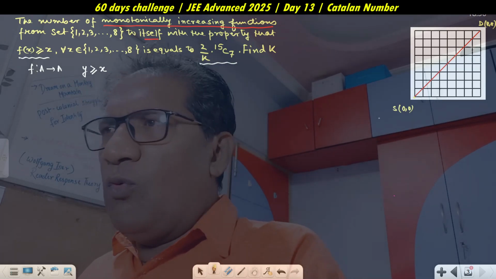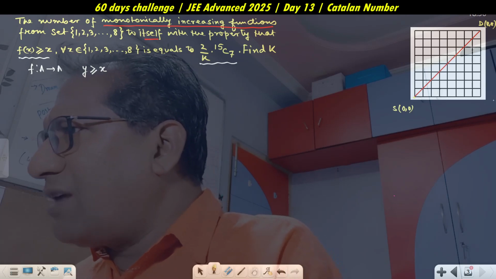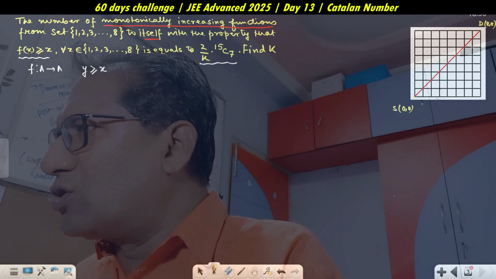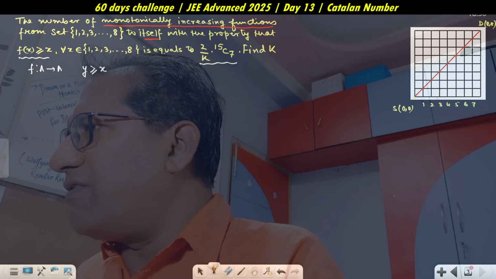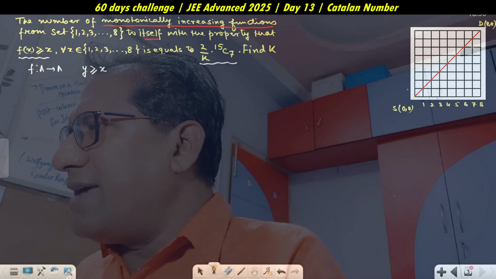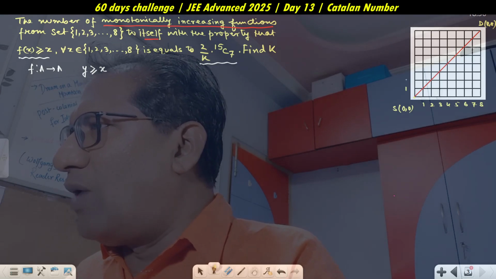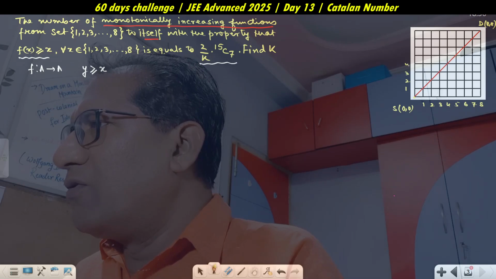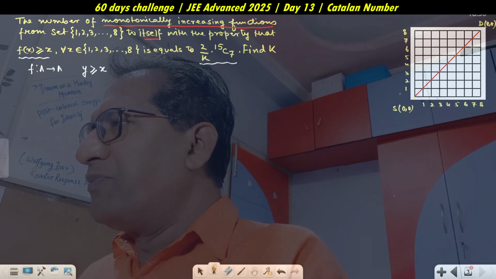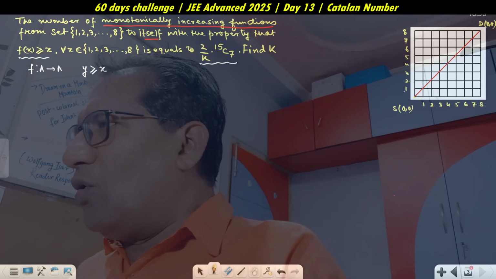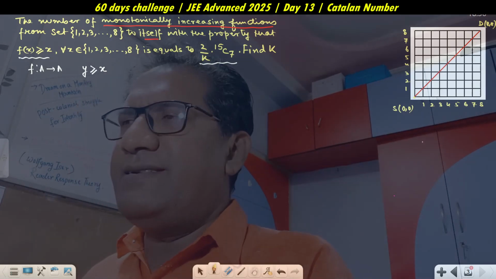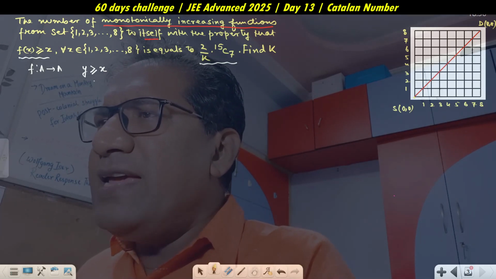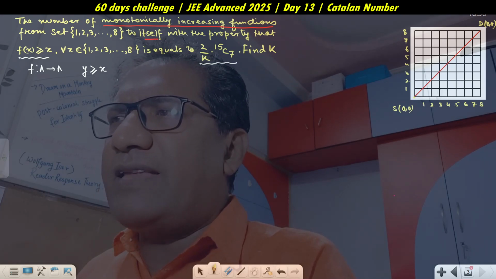Okay, now what they are asking for. This is our x-axis. Let me just denote those points: 1, 2, 3, 4, 5, 6, 7, and 8. And this is our y-axis, the vertical one. It is also 1, 2, 3, 4, 5, 6, 7, and 8. So, in this case, what they have said? They have said that your y should be always greater than equals to x.